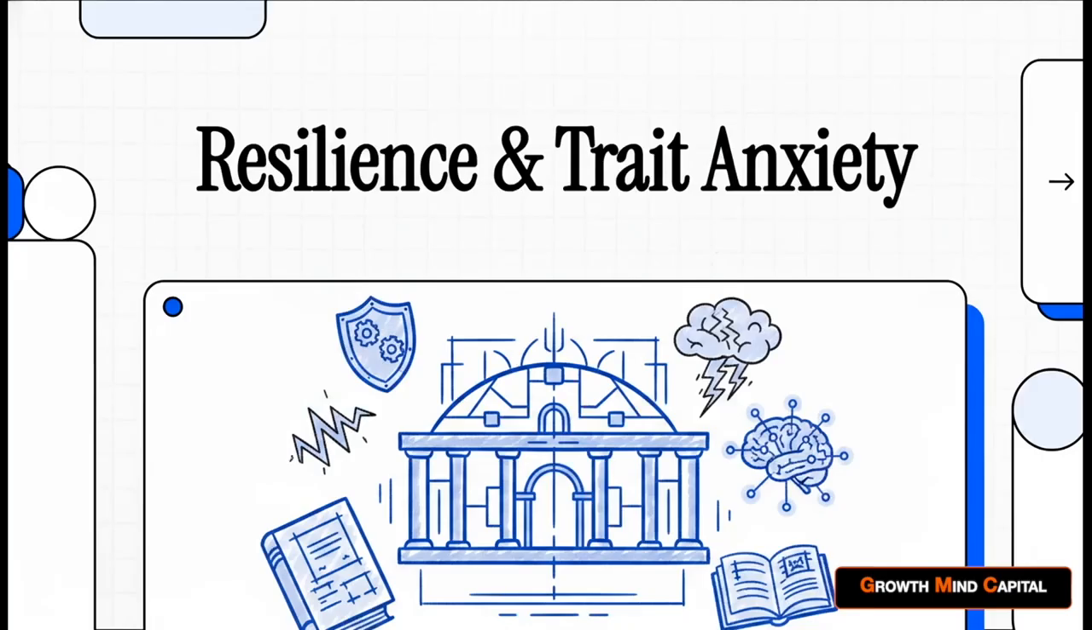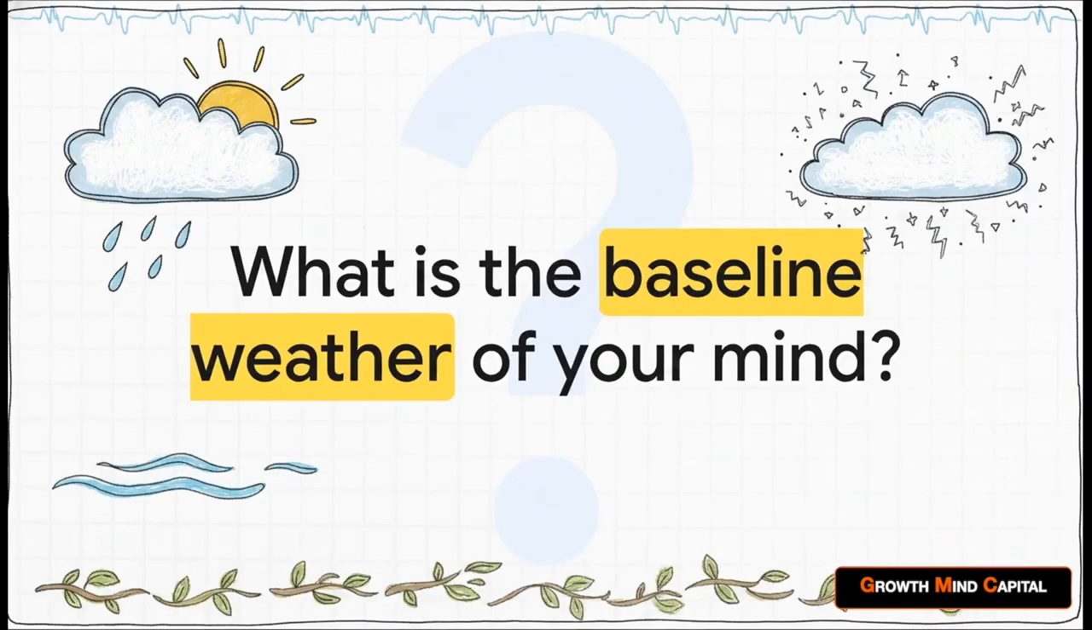Okay, let's dive into this. Today, we're unpacking a really fascinating, almost structural way to look at our own minds. We're drawing from a piece called The Architecture of Resilience and Trait Anxiety. Think of it as a conceptual blueprint, one that basically strips our daily mental state right down to its absolute bare bones foundations. So I want you to think about this for a second.